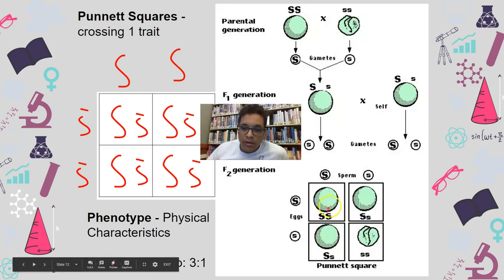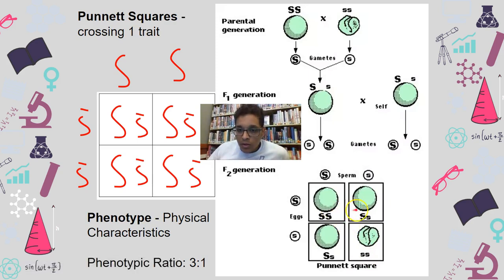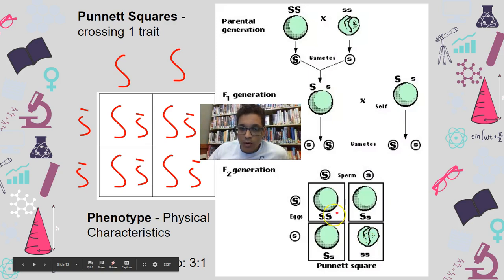And so the 3 comes from the fact that 3 of these offspring are going to be round, and only 1 will be 2 small s's, so wrinkled. And so the phenotype ratio is a 3 to 1, but the genotype ratio would still be the 1 to 2 to 1. So you have 1 being 2 big S's, and then 2 being a big S and a small s, and then that last one would be 2 small s's.